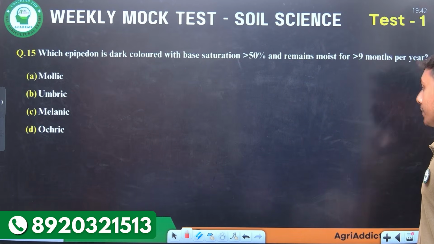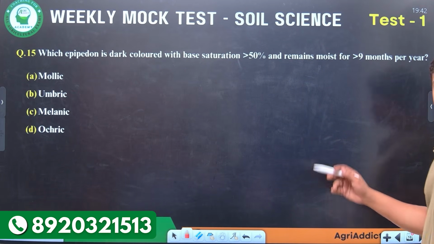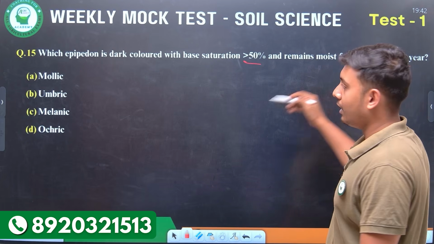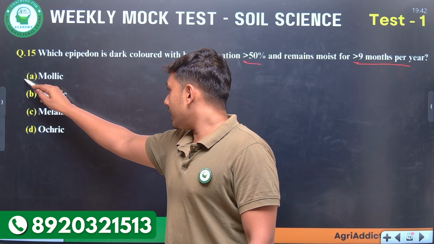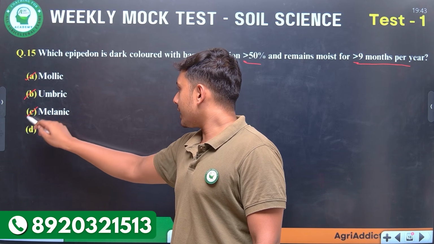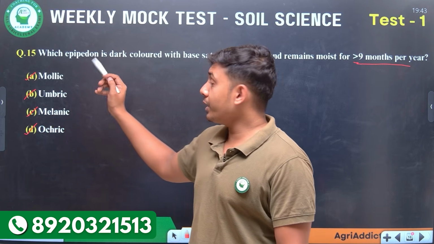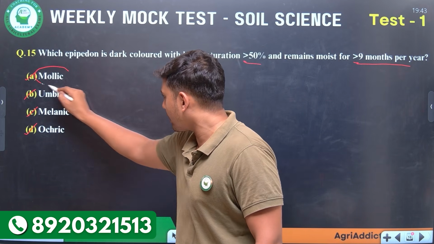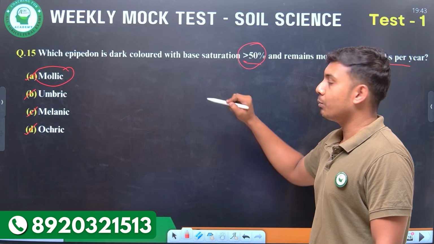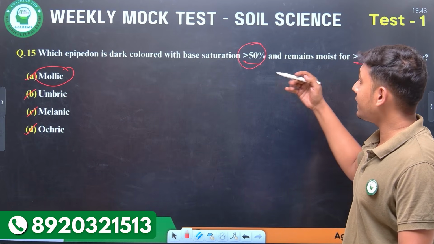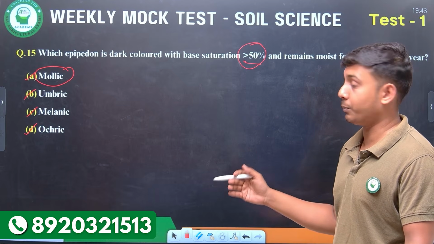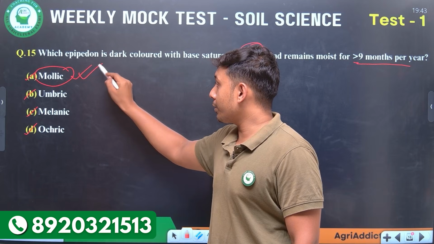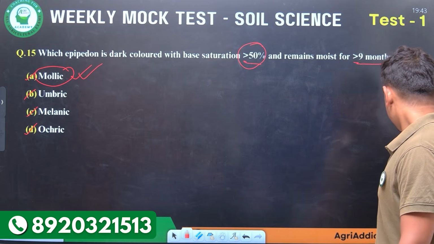Now comes the next question. Which epipedon is dark colored with base saturation of more than 50% and remains moist for 9 months per year? Let's see the options: mollic, umbric, melanic and ochric. The most distinct property of the mollic epipedon is its high base saturation, more than 50%, and it also remains moist due to organic matter deposition. So the mollic epipedon is the answer for this direct question.